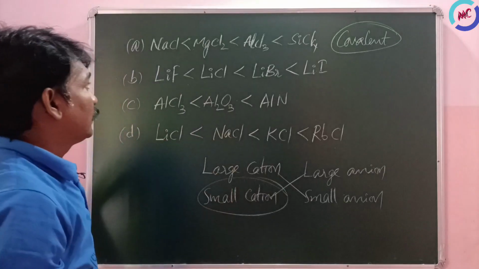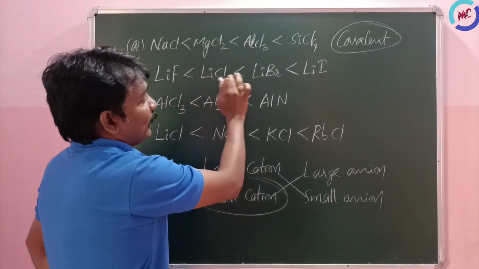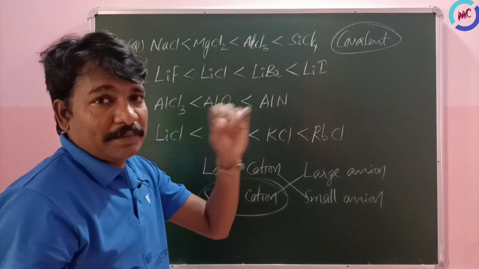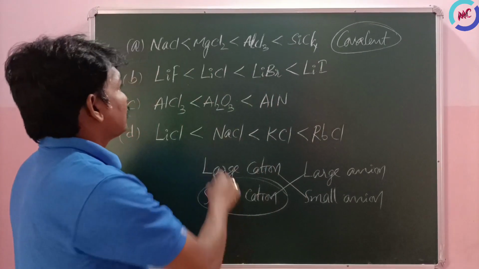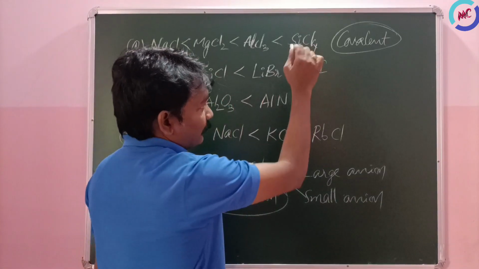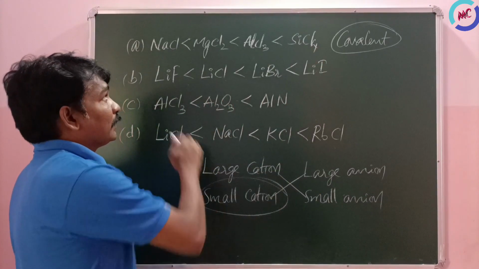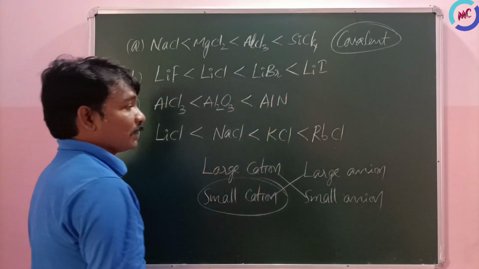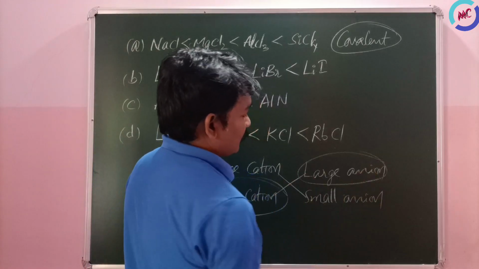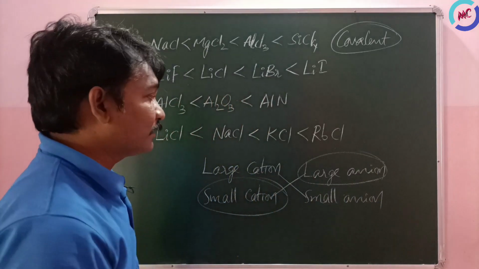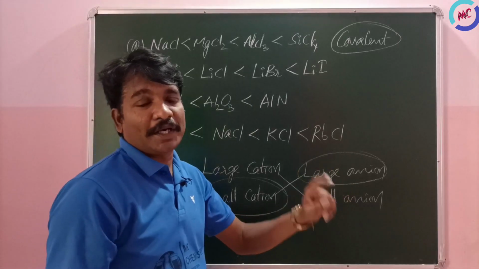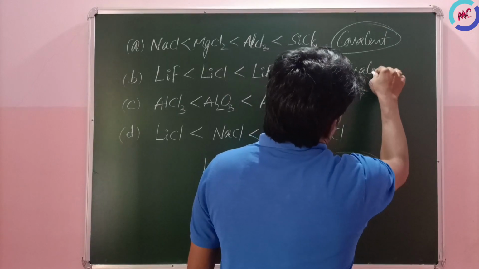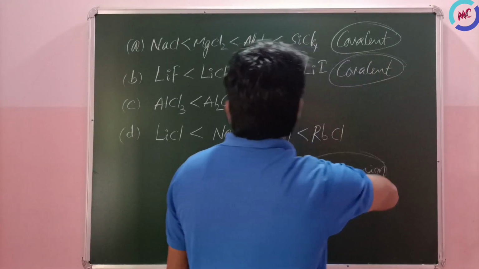Next option B. Lithium fluoride, lithium chloride, lithium bromide, lithium iodide. Lithium, the cation is common here. Leave that cation, focus on anion. See here, fluorine, chlorine, bromine, iodine. In case of this one, from left to right, what is happening? The anion size is increasing. Large anion favors covalent bond formation. That's why this is also covalent in nature.